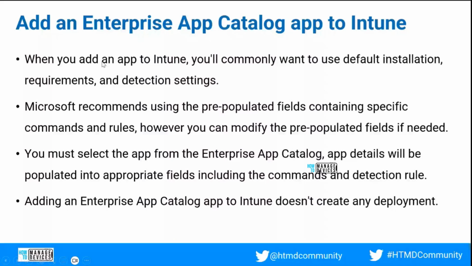Once the application is added, you have to create a deployment as a separate task. When you go with a Win32 deployment or a LOB application, you get an option to deploy the application to a particular group at the end of the application creation. But when it comes to the enterprise app catalog application, you have to do a deployment separately. I will show you in the demo session.